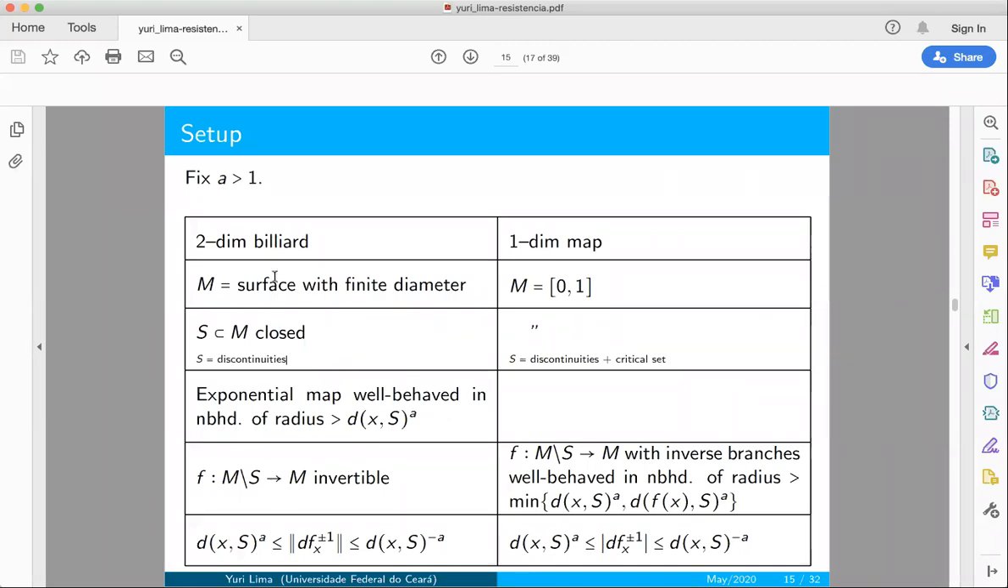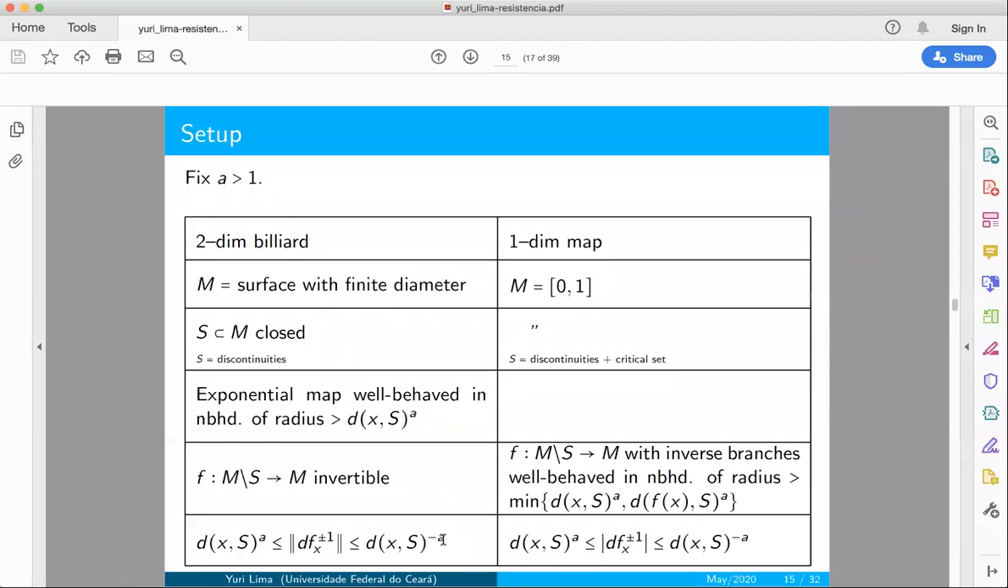So in the two-dimensional situation, we only consider invertible maps. So each point has at most one preimage that is defined in the complement of the singular set. And now comes the condition for the dynamics, which says exactly what I mentioned in the beginning. We require that the derivative can explode as you approach this set S, but it can only explode, or go to zero, the derivative and its inverse, polynomially fast with respect to the distance to the singular set. So this is the philosophy of this inequality here.